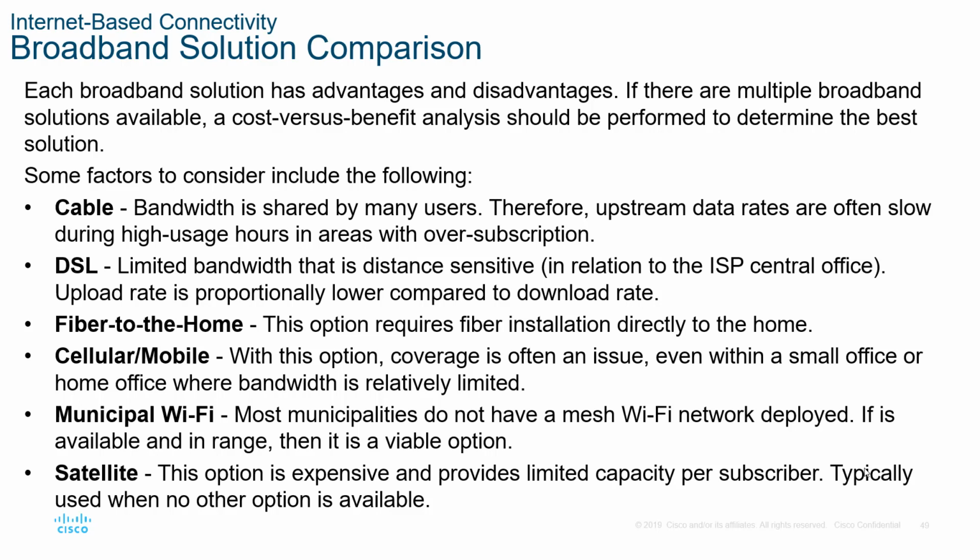Fiber to the home requires fiber installation, and that's becoming more common. Cellular or mobile broadband is based off of cellular signal. If you're in an area that has poor cellular reception, that won't work for you. Our man-based Wi-Fi, you're kind of stuck where there is some form of metro wireless or some form of WiMAX that's been deployed in your area. It really just depends on what's available. Satellite is the expensive option, but it also provides limited capacity per subscribers. This normally only is happening when this is the only option.